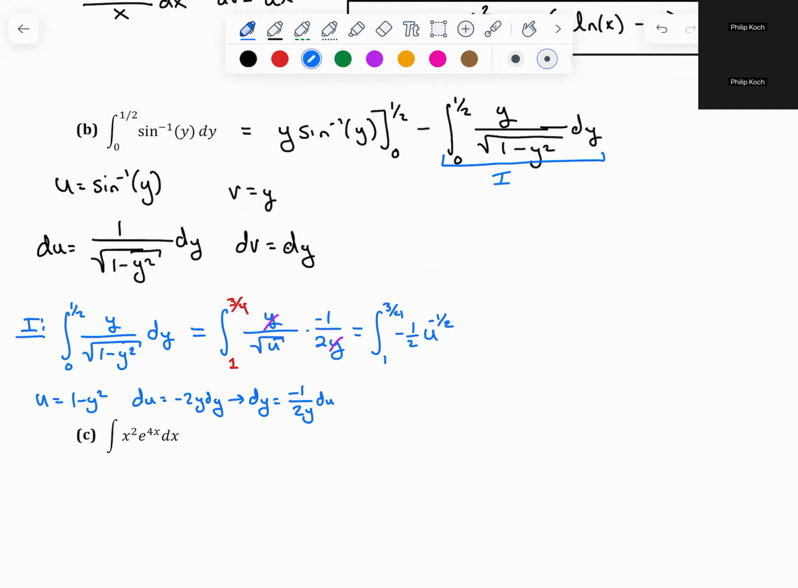Because 1 over square root u is u to the negative 1/2 du. And du. Can't believe I forgot that. I almost never do. Okay, and so that will equal negative 1/2 u to the positive 1/2 over 1/2 evaluated from 1 to 3/4. Any questions?